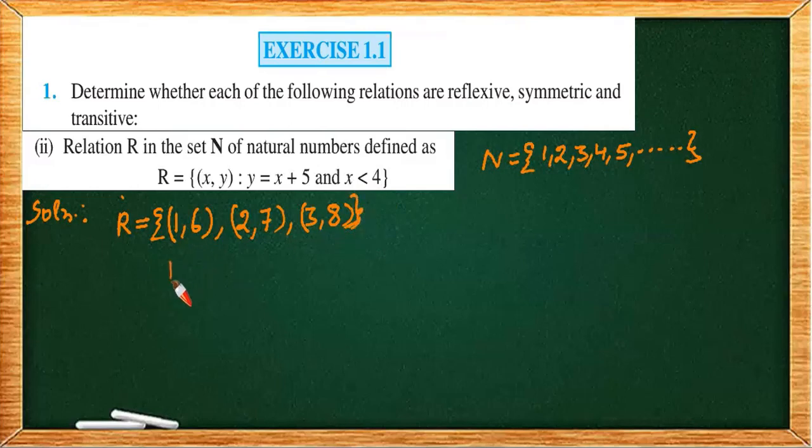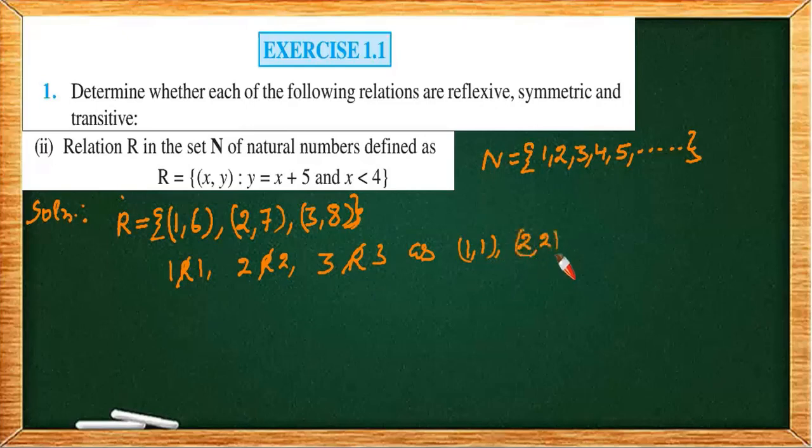Now here 1 is not related to 1. 2 is not related to 2. And 3 is not related to 3. As (1, 1), (2, 2), (3, 3) are not there in R. So elements are not related to themselves. Therefore, R is not reflexive. This relation is not reflexive.